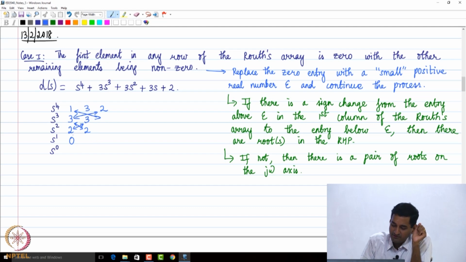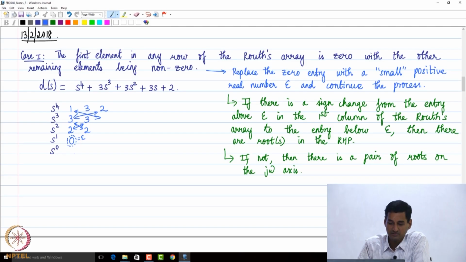We replace this 0 with a small positive real number epsilon. Then let's continue the calculation. We get 2 epsilon minus 2 times null entry, which is 2 epsilon, divided by epsilon. So what do we get?